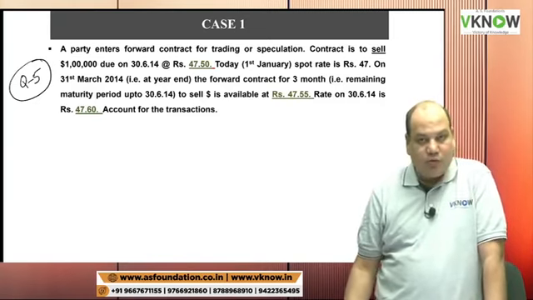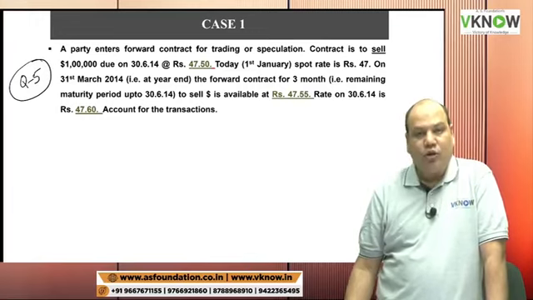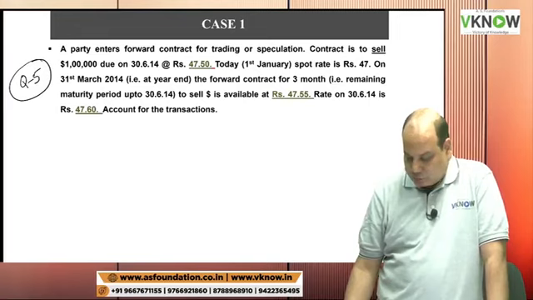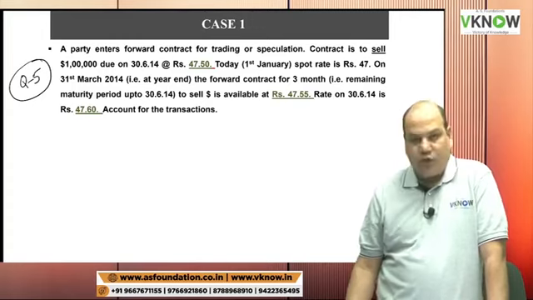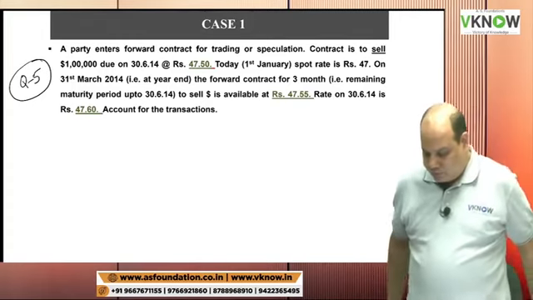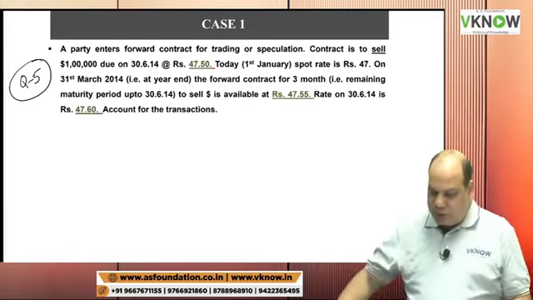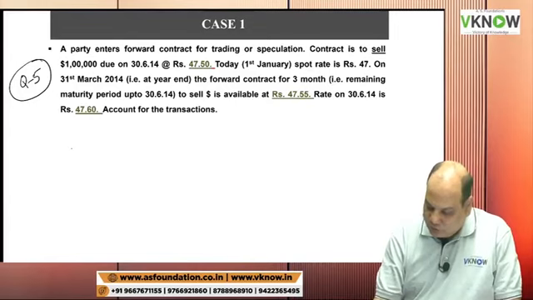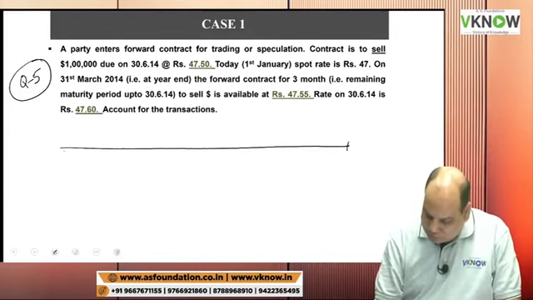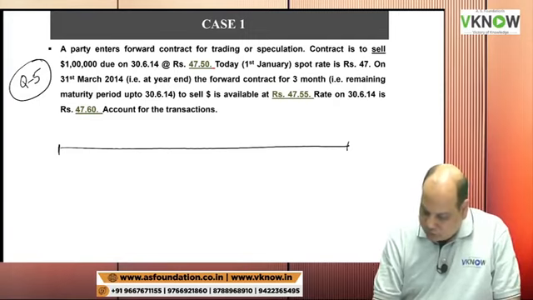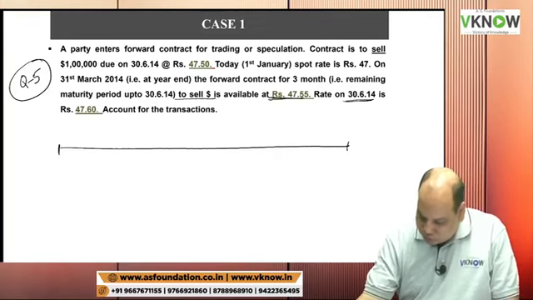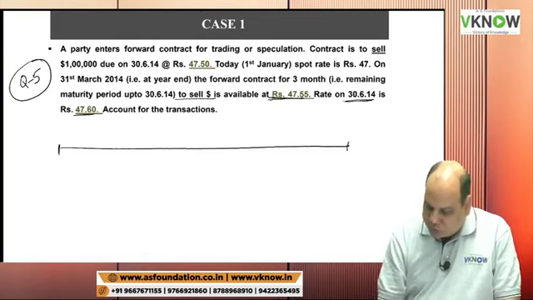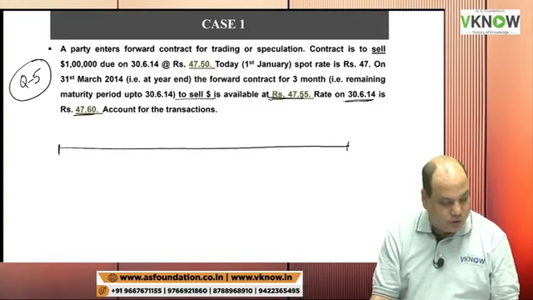This question is for speculation. A party enters into a contract for trading or speculation. The contract is to sell dollar 1 lakh due on 30th June 14 at rupees 47.50. Today the spot rate is 47. On 31st March, that is year end, the forward contract for remaining maturity to sell dollar is available at 47.55. The rate on 30th June, the actual settlement date, is 47.60. Account for the transaction.